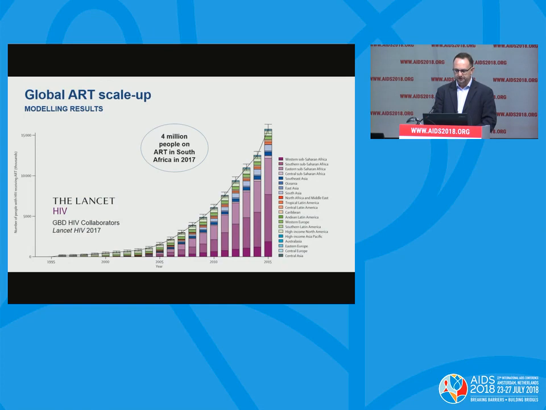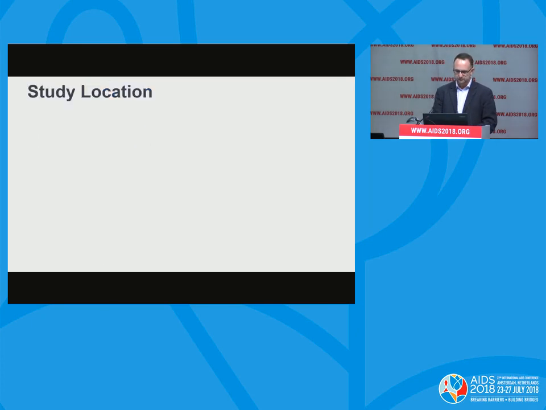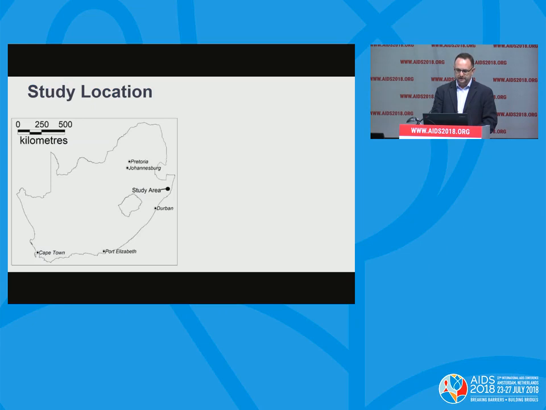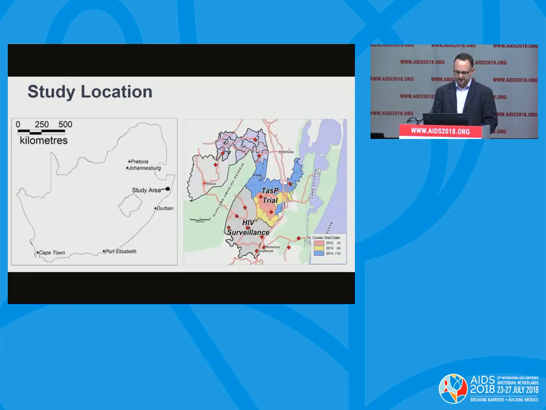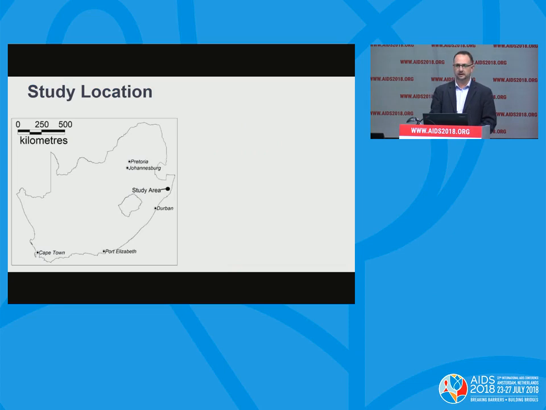So by way of a brief introduction, we know that there's been this fantastic scale-up in ART globally. And South Africa has the largest program in the world with now 4 million people on ART in 2017. And our study area is located in the northeast of the country of South Africa in the province of KwaZulu-Natal. And that's considered by many to be the epicenter of the epidemic. And we've been privileged to be positioned there as ART has scaled up and to measure some of those resultant impacts.